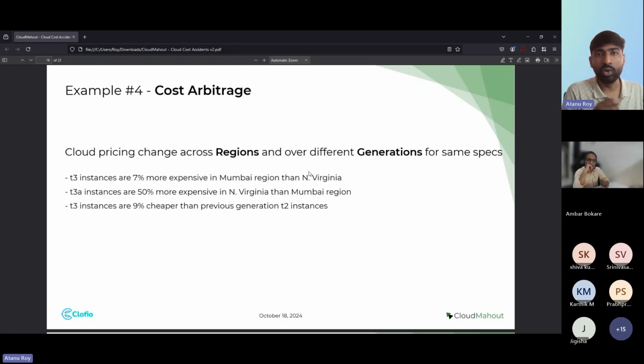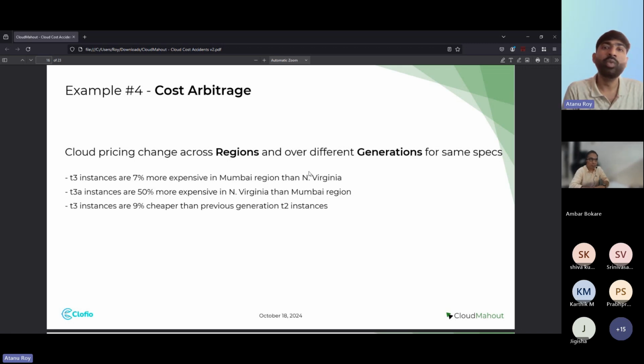You can imagine how arbitrage funds work in the share markets, right? So it's a very intelligent thing to do, but it is also a fine line, right? You need to do this very carefully. But the point is that you can take savings out of it. So cost arbitrage is also something we have seen and we have applied across many of our customers.